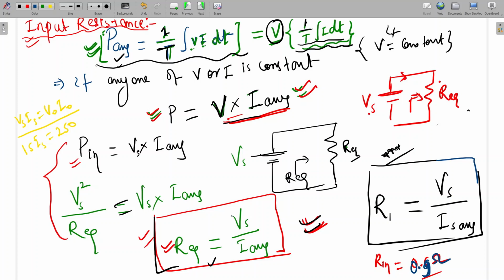Yes, like sir. 0.9. V by I average, or directly we can do P is equal to V square by R. So how much is the load power delivering? This equivalent circuit will deliver the same amount of power. So V square by R is equal to V square by P is equal to 0.9. Okay. So now I am coming to the next case, when we have to use the RMS value.